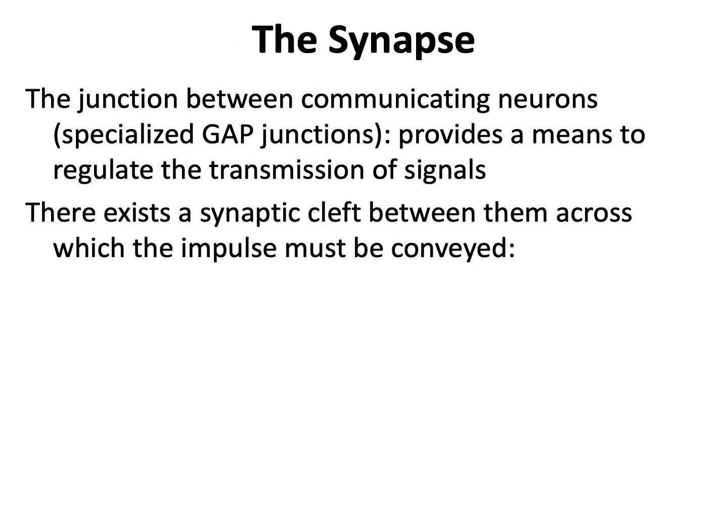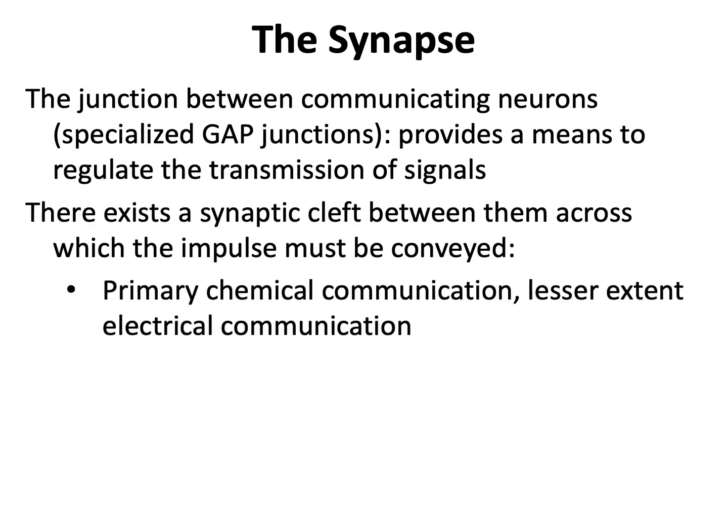So the different types of clefts and synapses, and so clefts is that space in between the synaptic membranes. Primarily, we're talking about chemical synapses. To a lesser extent, we're talking about electrical synapses. Chemical synapses are going to involve the release of neurotransmitters, whereas electrical synapses are going to allow for conveyance of electrical signals via movement of ions directly from cell A to cell B.